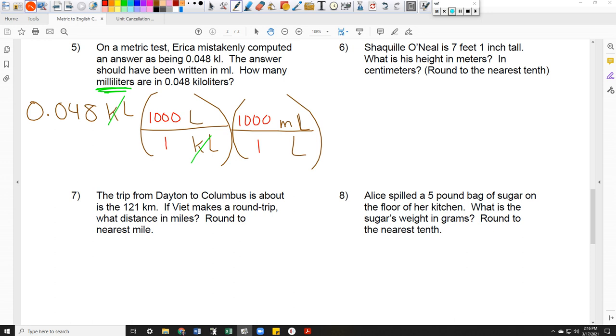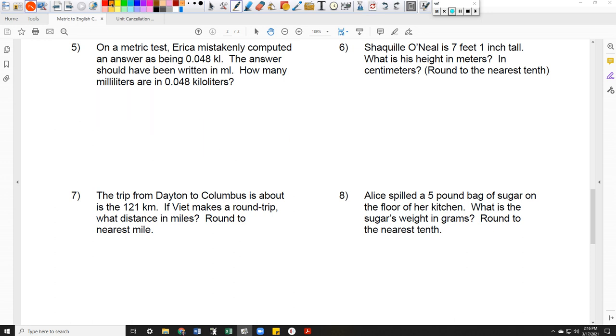All right, so that's number 5. So let's look at 6. Shaquille O'Neal is 7 feet, 1 inch tall. What is his height in meters? Now, this is one of those things I gave you the hint. What was the hint? Convert his height to inches first.